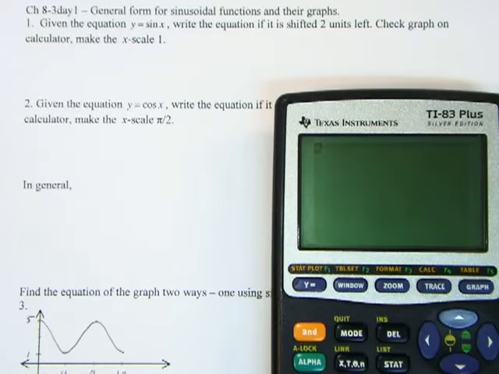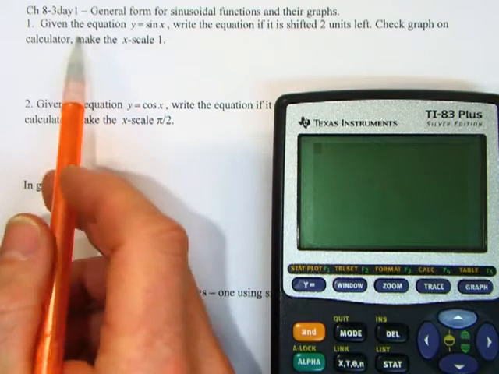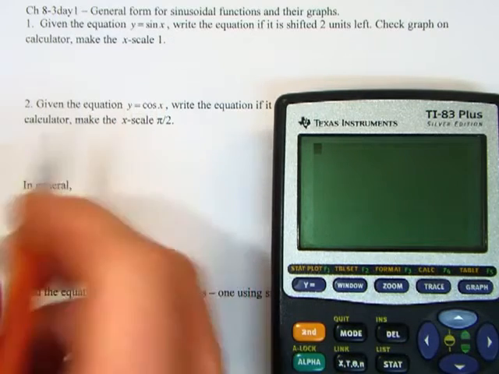All right, we're going to continue our transformations. We've already done these before, and we're going to still apply them to the trig functions. So given an equation y equals sine x, write the equation if it's shifted 2 units to the left.